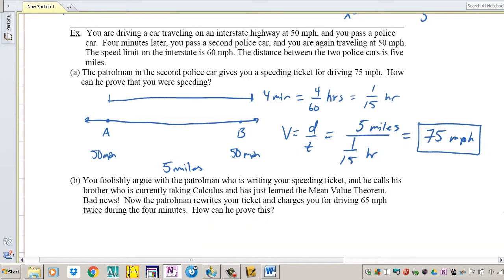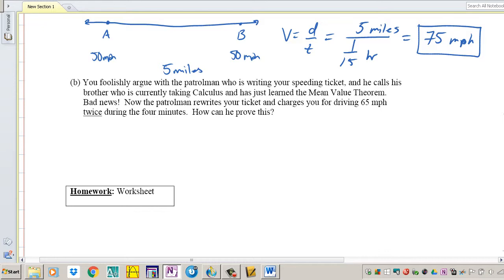Let's talk about the last problem. You foolishly argue with the patrolman who is writing your speeding ticket, and he calls his brother who is currently taking calculus and has just learned the mean value theorem. Ouch, bad news. Now the patrolman rewrites your ticket and charges you for driving 65 miles per hour twice during the 4 minutes. How can he prove this?